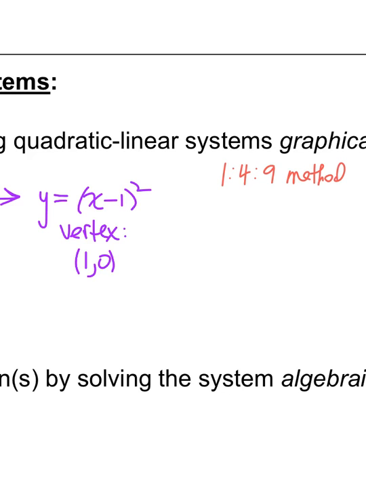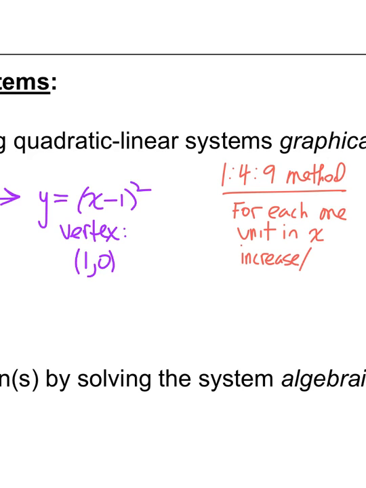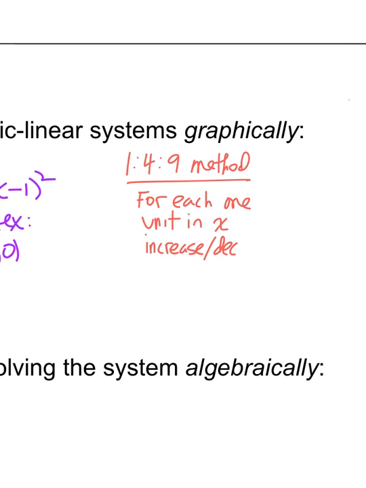So the 1-4-9 method: for each 1 unit in x, increase or decrease y by 1 times a, 4 times a, and 9 times a.